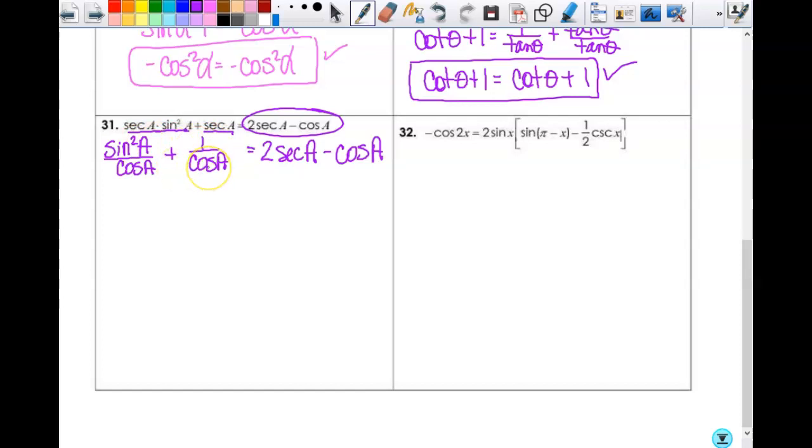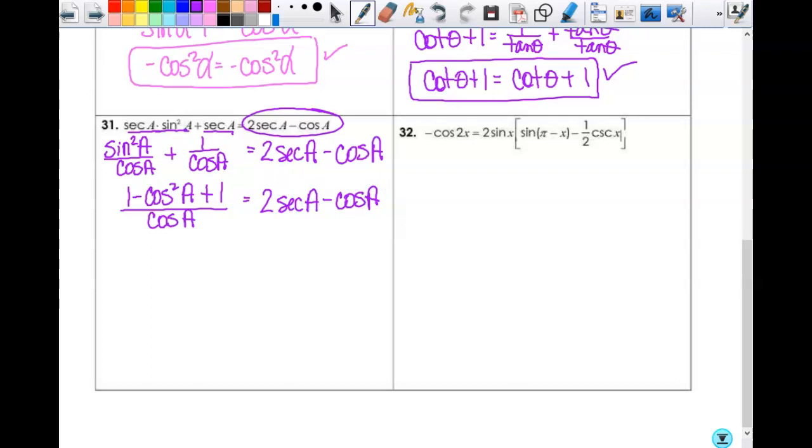I've got a common denominator, so that's good. And sine squared is 1 minus cosine squared, so I'll go ahead and substitute that. So 1 minus cosine squared A plus 1, all over cosine A. And having two terms is not really bad in the numerator because I have to have two terms over here anyway when I'm done. So 2 secant A minus cosine A. Right.